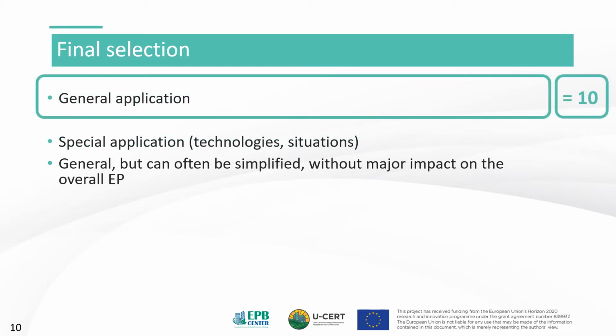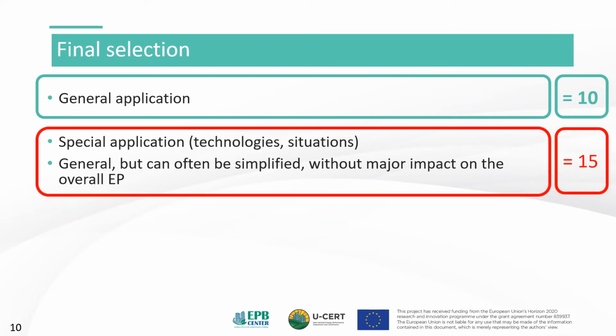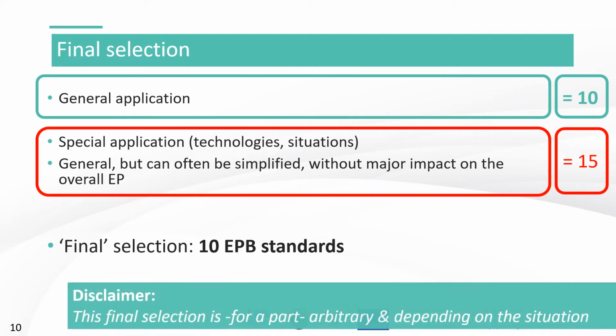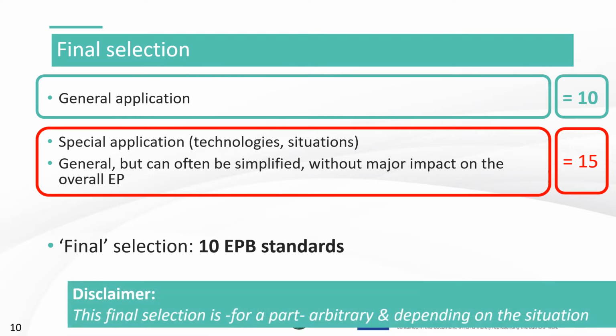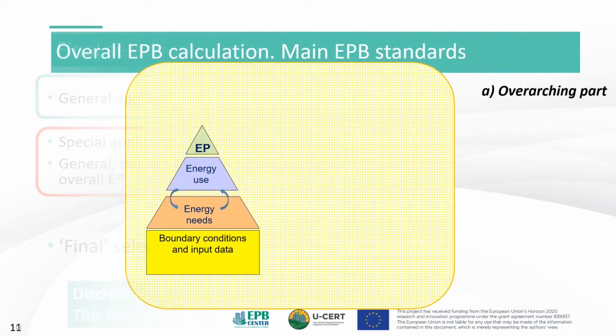And if we then filter out the ones on general application, we have 10 EPB standards, and the other ones are 15. So the final selection is 10 EPB standards. And of course, again, we need a disclaimer that this final selection is for part arbitrary and depending on the situation. But we continue the work on the 10 selected EPB standards. So which are these 10 selected EPB standards?